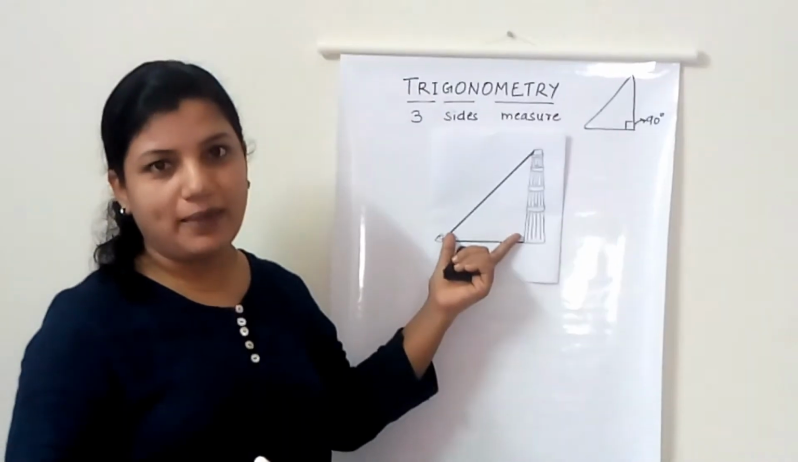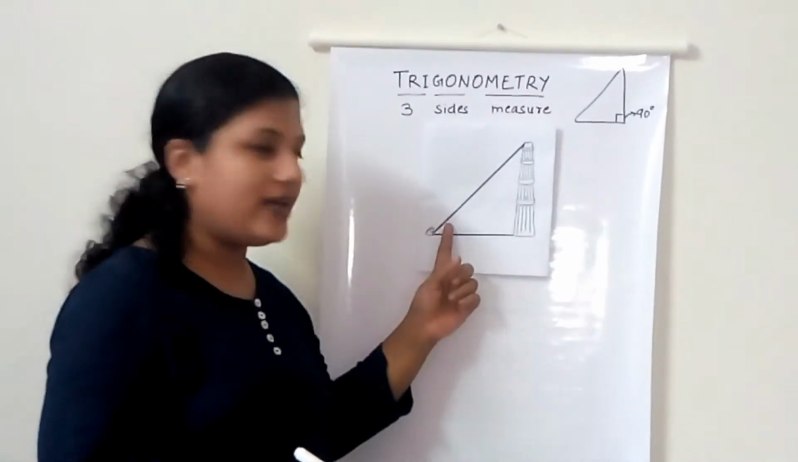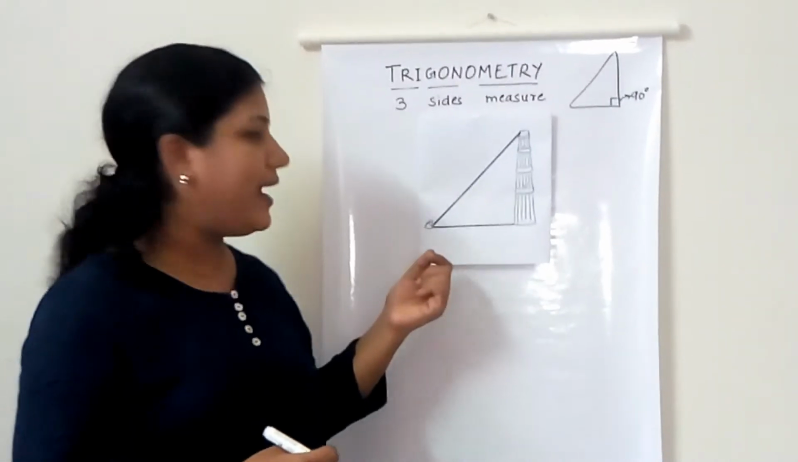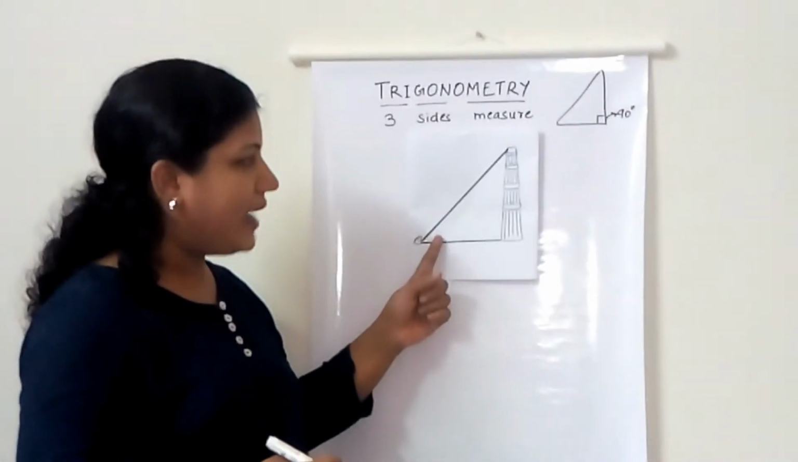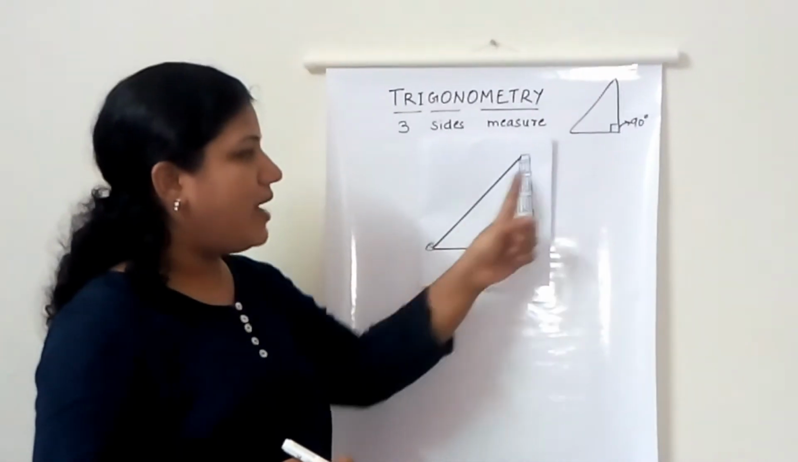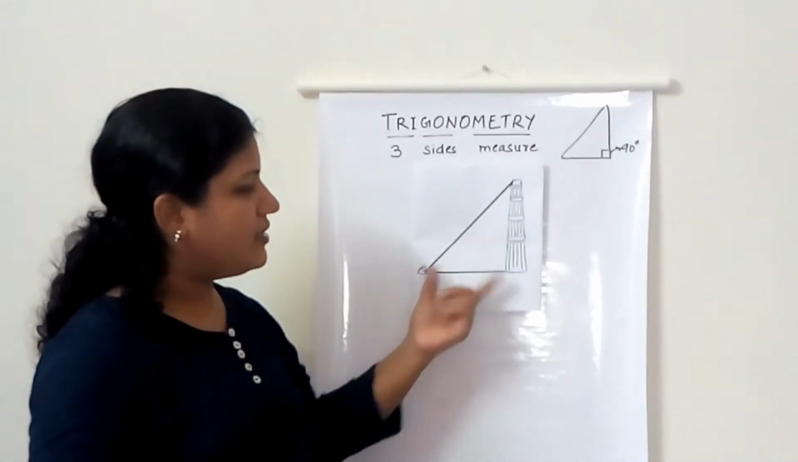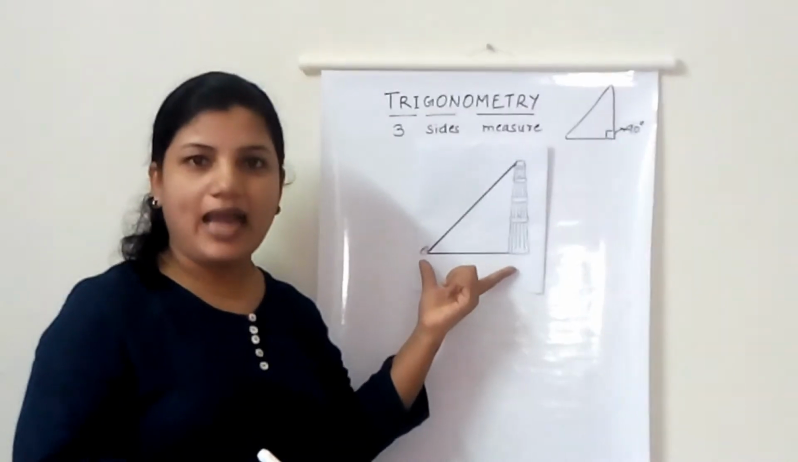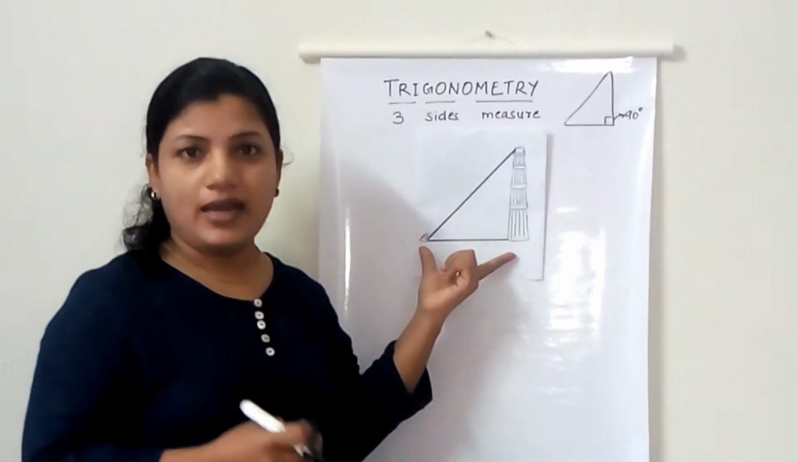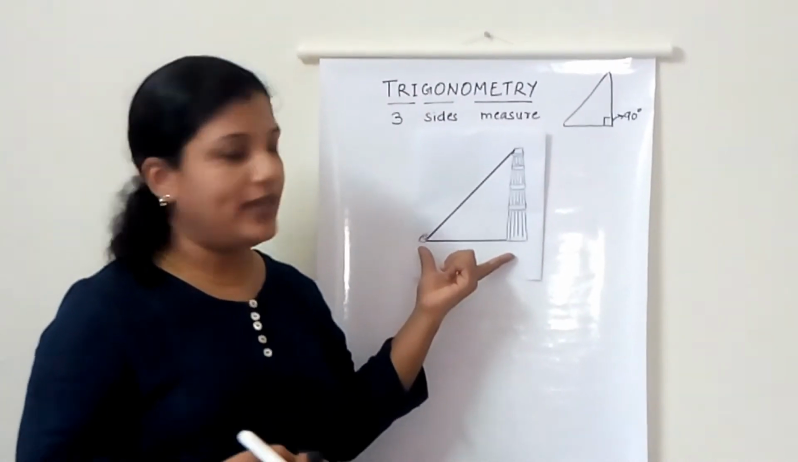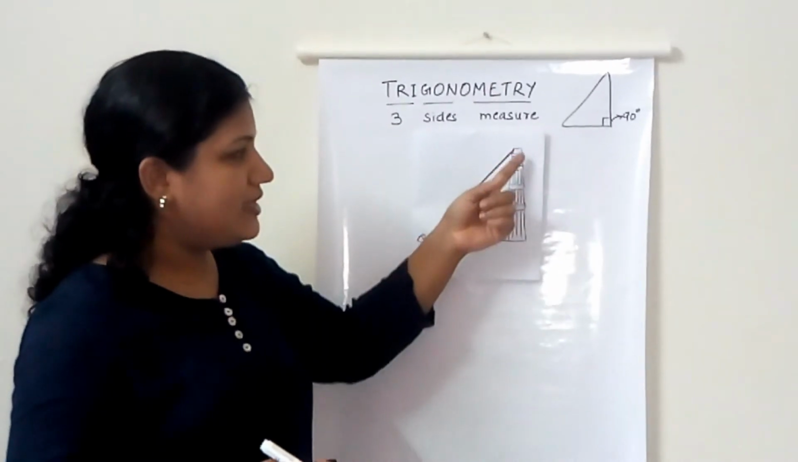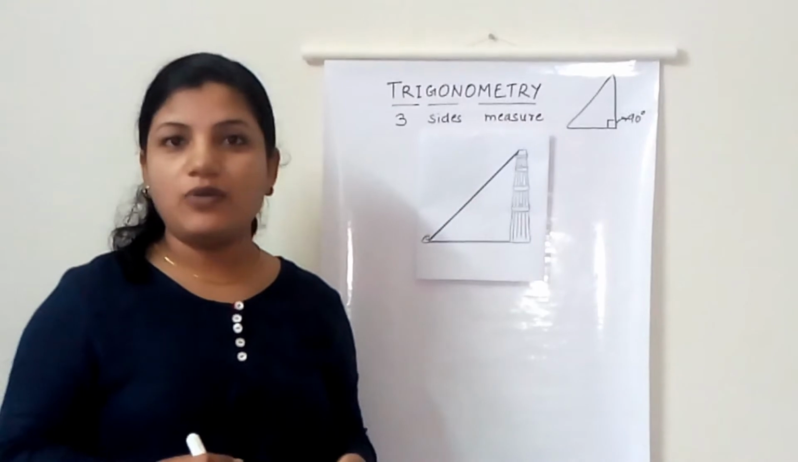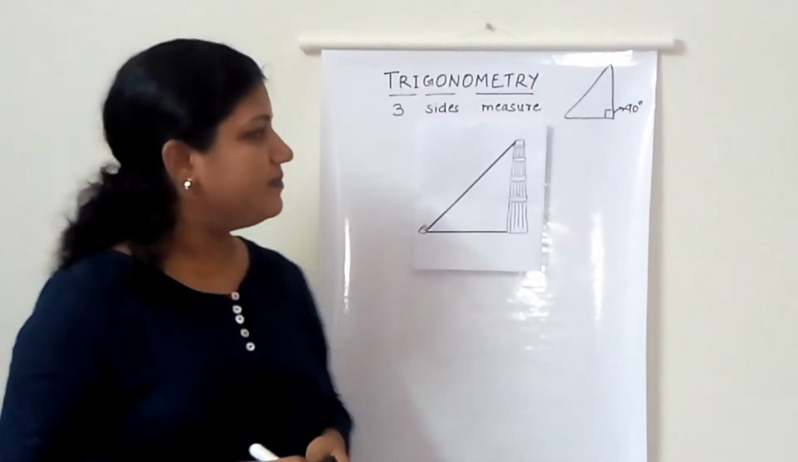We can find a relation between them. Now, if I know this angle, which is easy to find, there are different tools that you can use to find angles. If you know this angle that my line of sight makes with the horizontal, and if I know the distance between me and the Qutub Minar, which we are able to find, then we can easily find the height of the Qutub Minar, which is a really tall monument, without actually having to measure it.